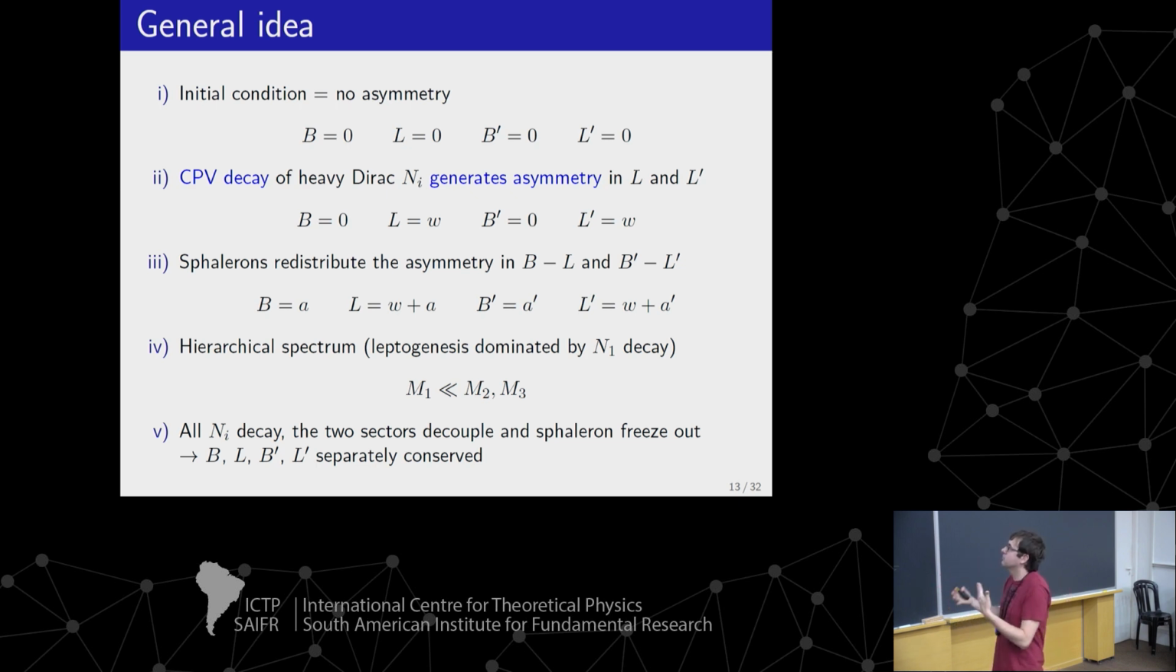Then the sphaleron at the same time comes into play. We have two sphalerons, and they redistribute the asymmetry in B minus L and B prime minus L prime. So we have our electroweak and electroweak prime sphaleron. As before, the sphaleron generates some B asymmetry, and also an increase of the same amount in the lepton asymmetry, so that this difference stays the same.